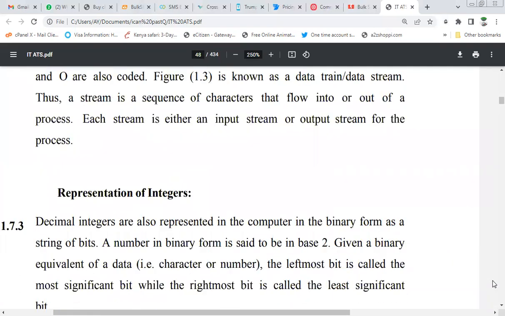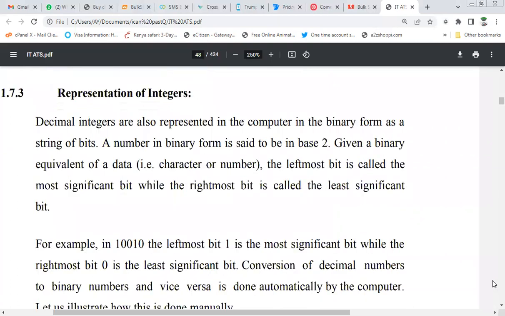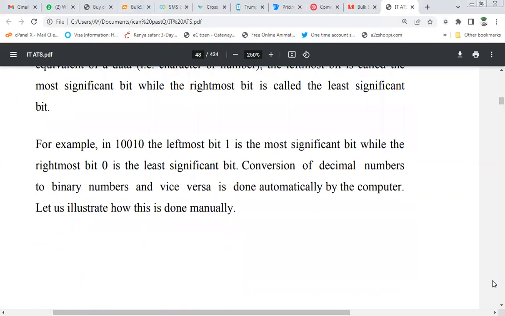Let's continue. So we have the representation of integers. Decimal integers are also represented in the computer in a binary form as a string of bits. A number in binary form is said to be in base 2, giving a binary equivalent of a data, character or number. The leftmost bit is called the most significant bit, while the rightmost bit is called the least significant bit. For example, in 10010, the leftmost bit, one, is the most significant bit, while the rightmost bit, which is the zero, is the least significant bit.